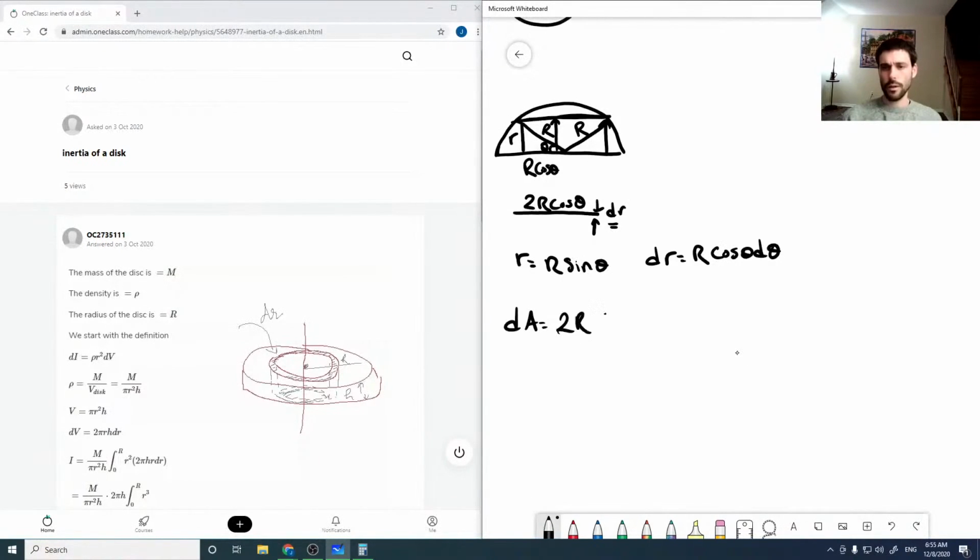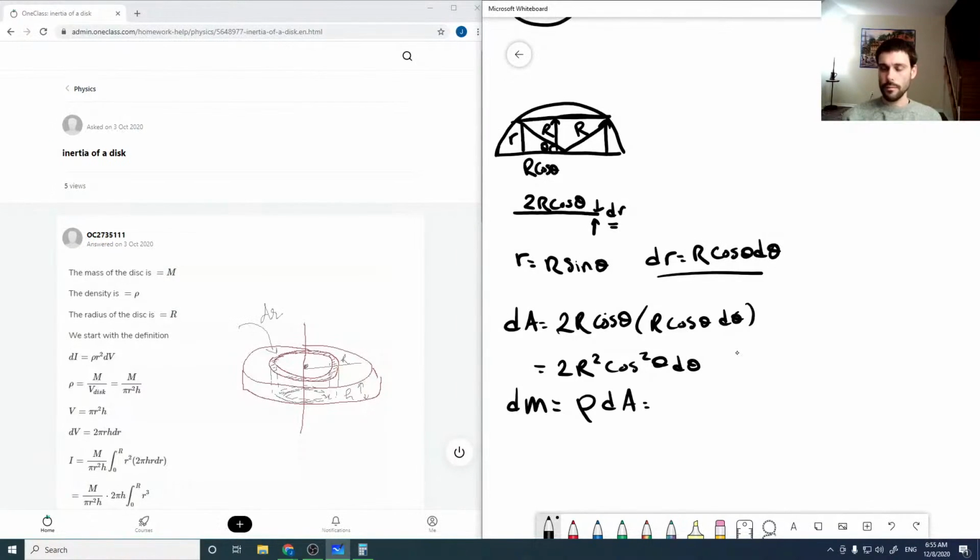So 2r cos theta times dr, but dr is this: r cos theta d theta, which is then 2r squared cos squared theta d theta. And so that's our area segment. And so our mass, just as previous, is going to be rho times our area segment, which is then 2 rho r squared cos squared theta d theta.